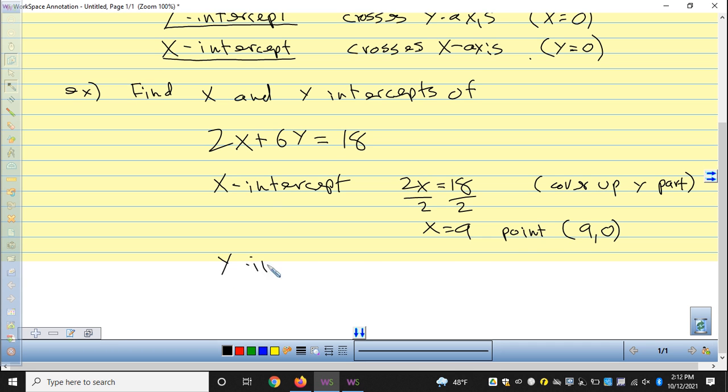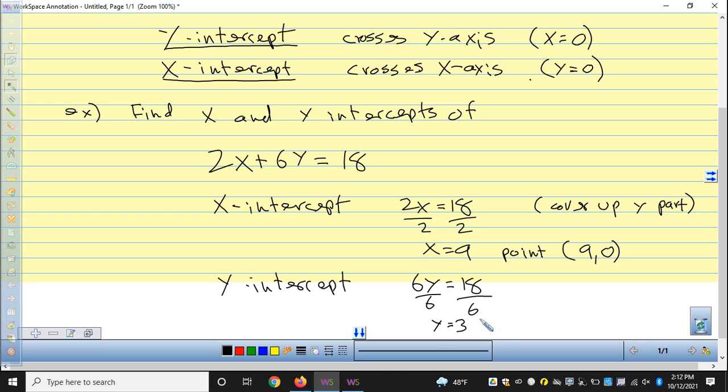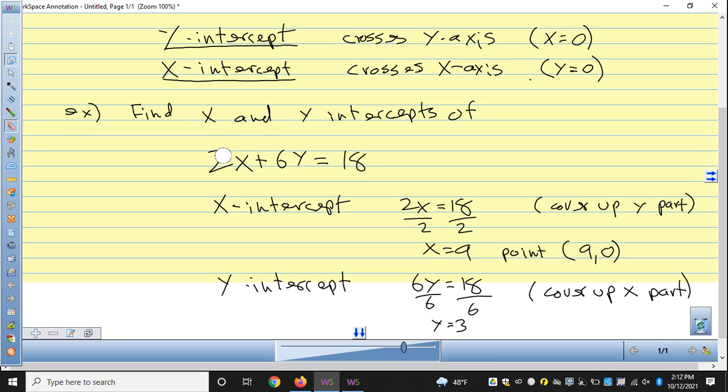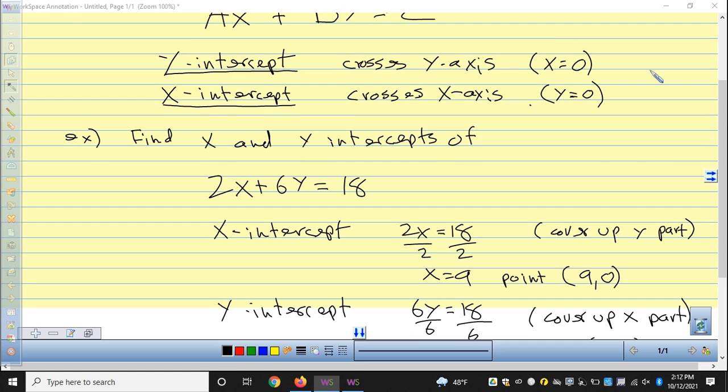And to get the y-intercept, well, the x is 0 at the y-intercept. That's what we set up here. Well, that's like covering this part up. And we get 6y equals 18. And we divide by 6, and we get y equals 3. So we can think of covering up the x part to get the y-intercept. I'm just thinking, well, this whole thing goes away. So I cover it up, and I get 6y equals 18. And this is the point, if we think of an ordered pair, (0, 3). The x is 0 at the y-intercept.